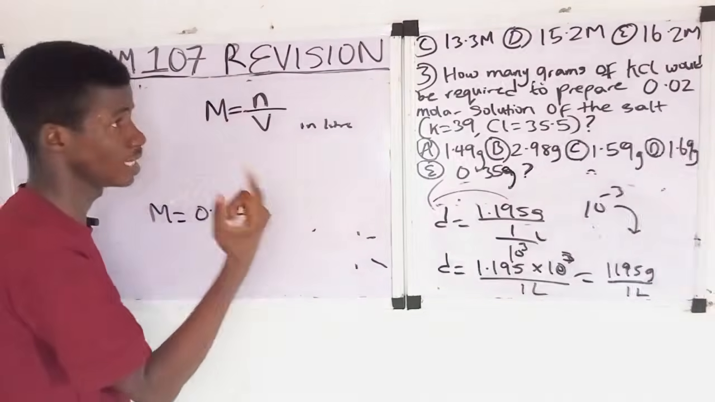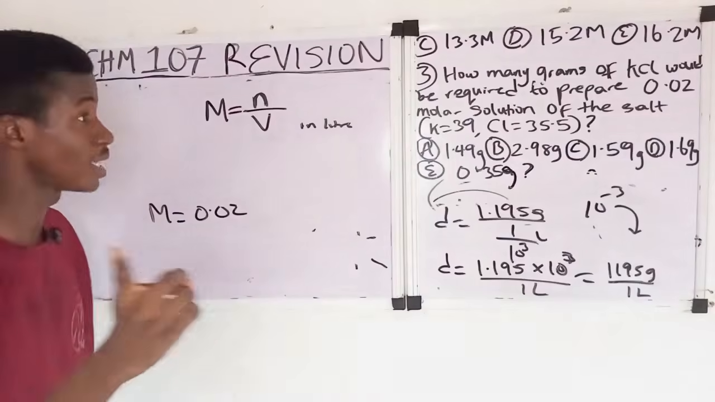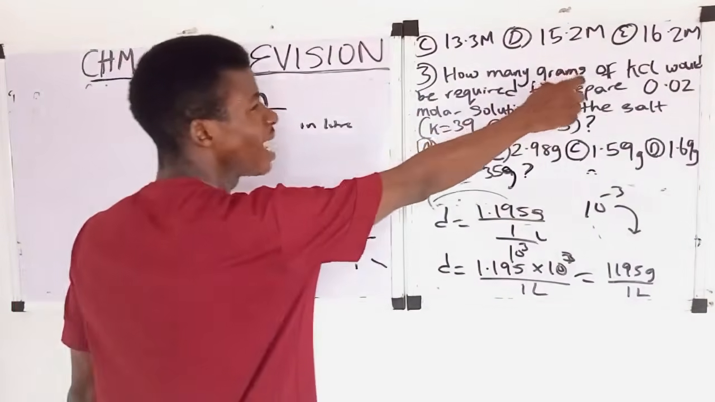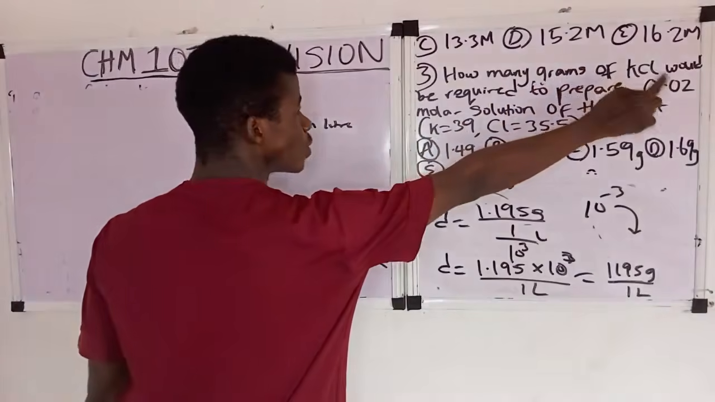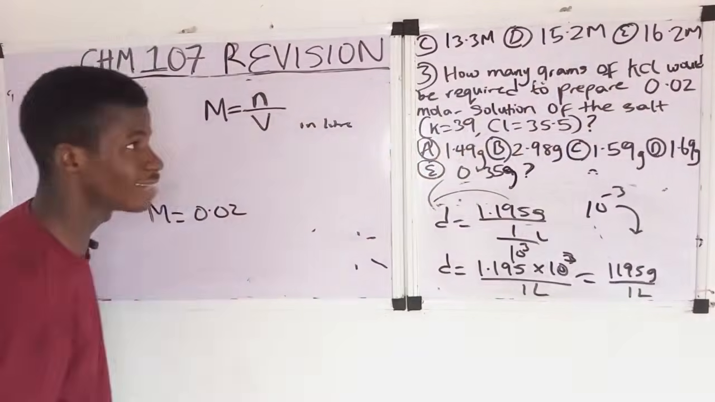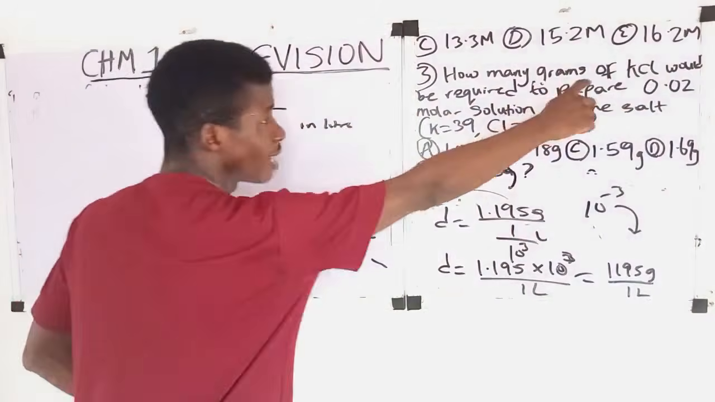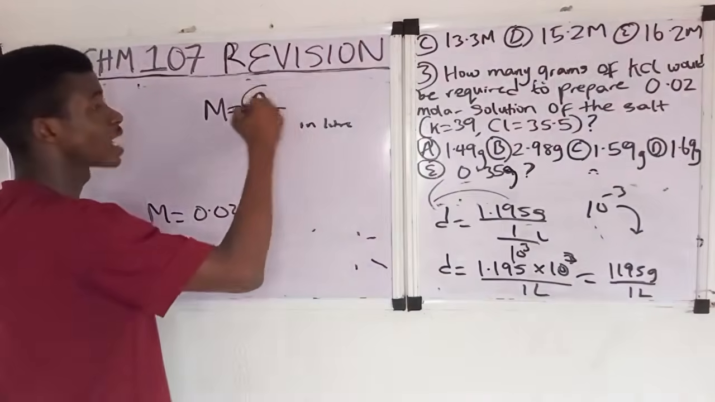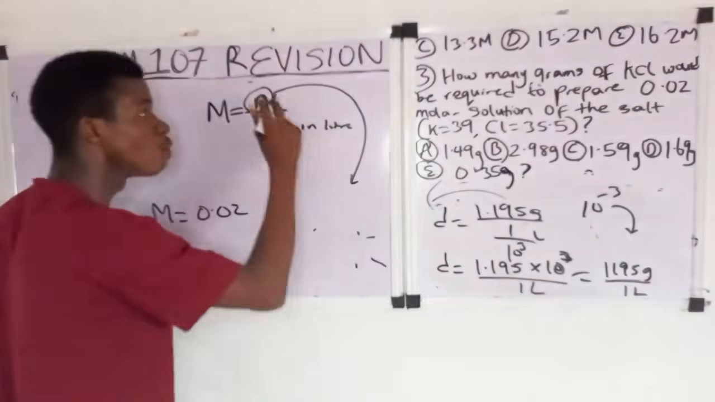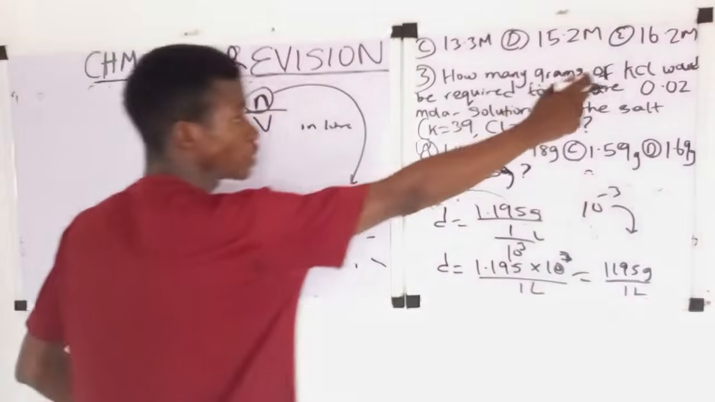They give us the volume indirectly. Okay, we have to look for what? We have to look for the mass. The mass of what? Of potassium chloride, right? Yes. Now how are we going to get the mass? Normally we need to first get our what? The number of mole of the solute.